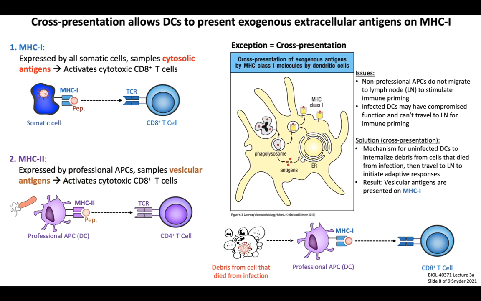We'll learn more about the process of immune priming and T cell effector functions in week 4. But keep in mind that cross-presentation by dendritic cells is an important alternative mechanism of antigen processing that goes against some of the general rules that we've established today.